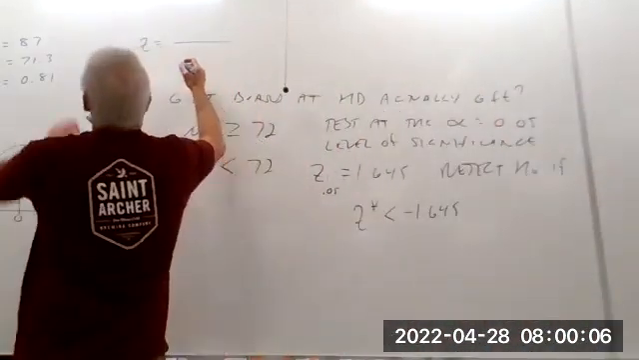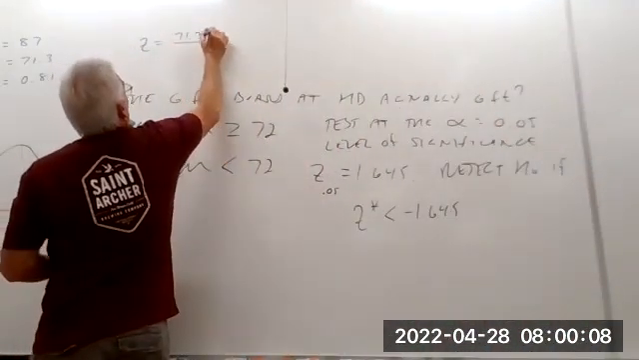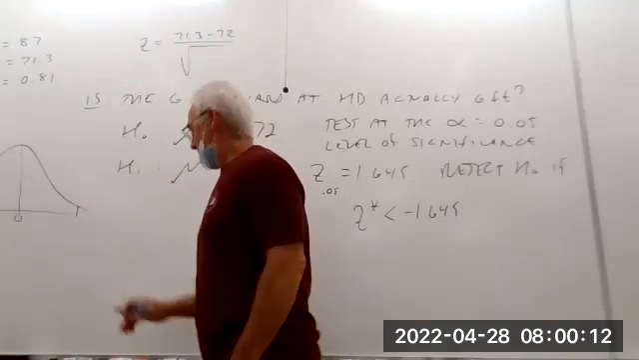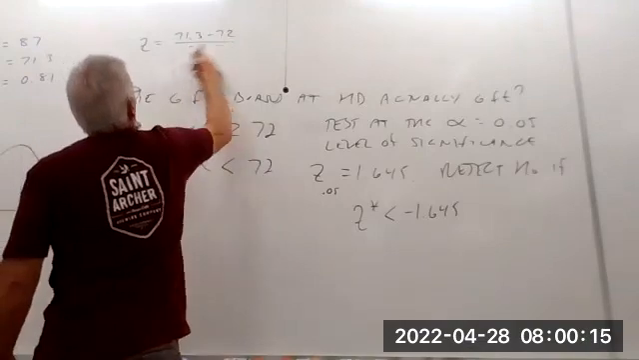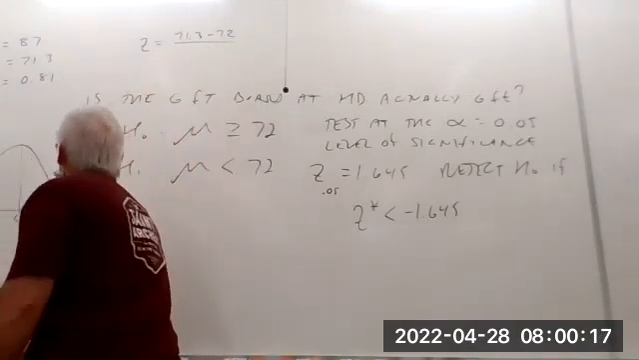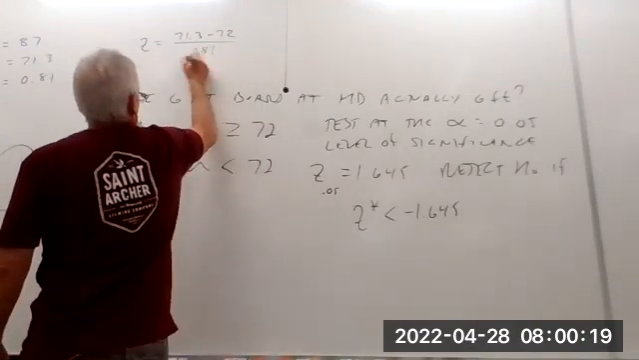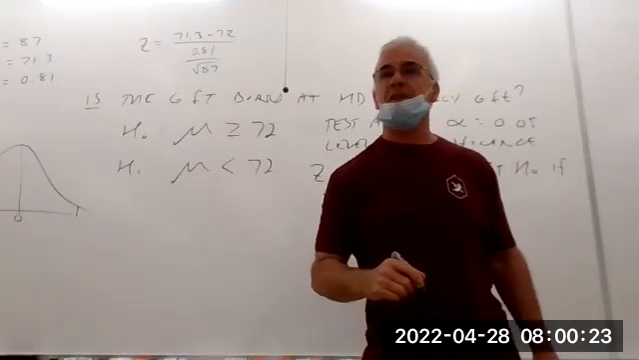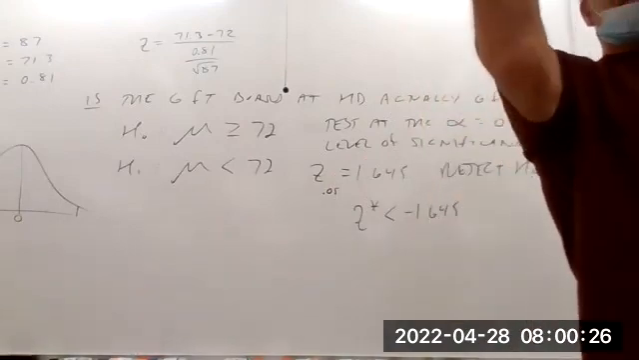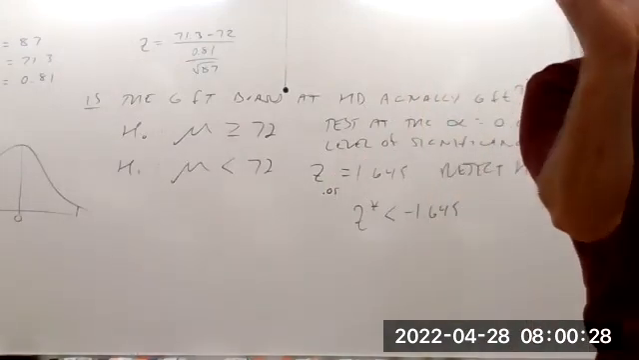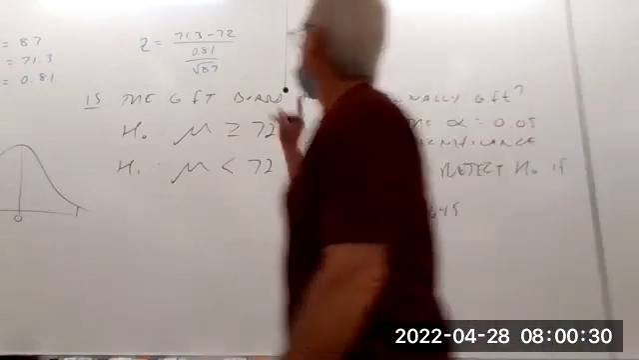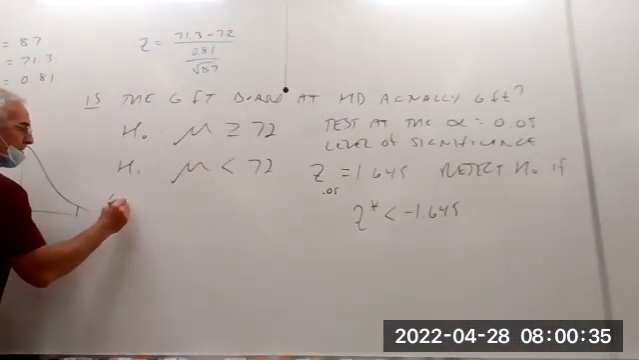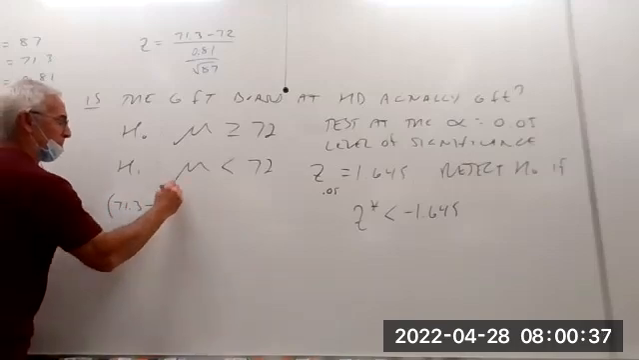So what goes on top? X bar minus the mean that we're claiming, over S over the square root of 87. Now, I would suggest using parentheses on the top and on the bottom because I need to finish my numerator and I need to finish my denominator. So when you're entering this from left to right, here's what I would suggest, because you can do this in one sweep: 71.3 minus 72, close.